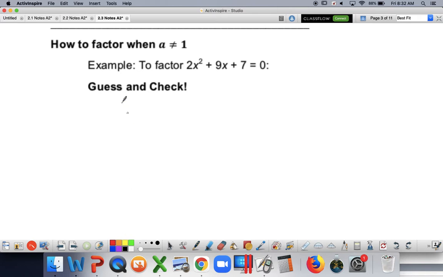So here's how we're going to do this. We are not going to guess and check. We are going to use what's called the grouping method. I find it to be the most succinct, and it works every time, and it requires you to really know how to factor your GCF. So here's what I do.